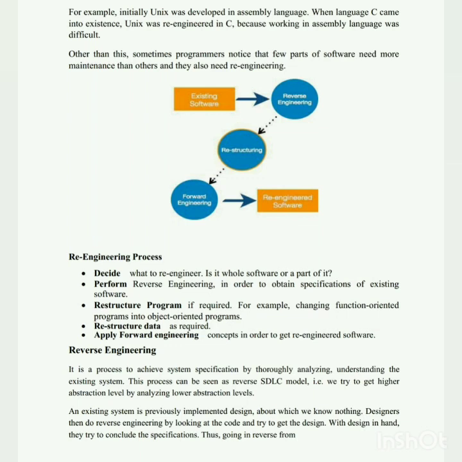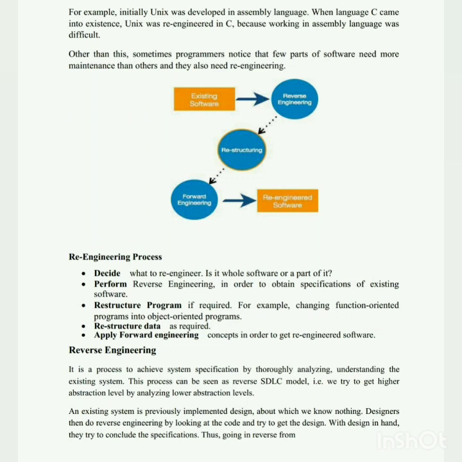Till now we have discussed re-engineering. Now what is reverse engineering? Always remember, reverse engineering and re-engineering are not the same process. Re-engineering we have already discussed. Now the next term is reverse engineering. It is a process to achieve the system specifications by analyzing and understanding the existing system. That means this process is actually the reverse of the SDLC, the software development life cycle.